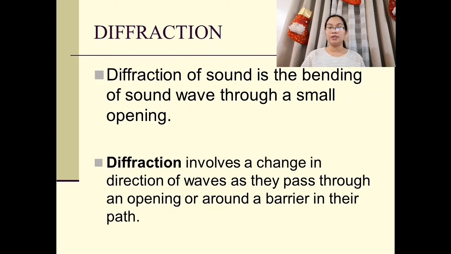I will show you an animation on that, wherein the smaller the opening or the smaller the slit, the more the sound bends. The wider the slit, the sound waves do not bend as much. Diffraction also involves a change in the direction of waves as they pass through an opening or around a barrier in their path, okay? For example, let's go back to theaters. If there are columns, many posts in theaters, that could also be a hindrance for the sound. Because sound waves can actually bend around those columns, because it can be diffracted also, okay?